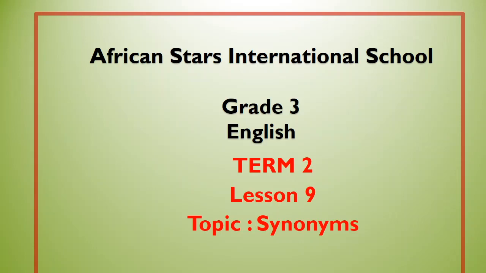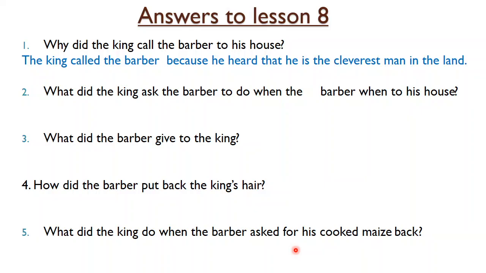We will talk about synonyms. Before that, answers to the lesson 8 activity. In lesson 8 we read a story and you were supposed to answer these questions. Question number 1 was asking, why did the king call the Baba to his house? The king called the Baba to his house because he heard that he is the cleverest man in the land. Number 2, what did the king ask the Baba to do when the Baba went to his house?